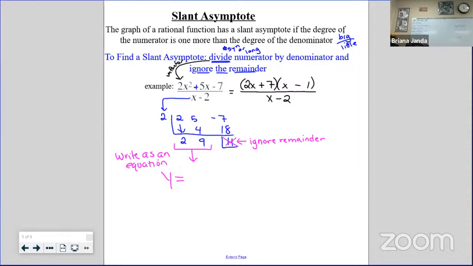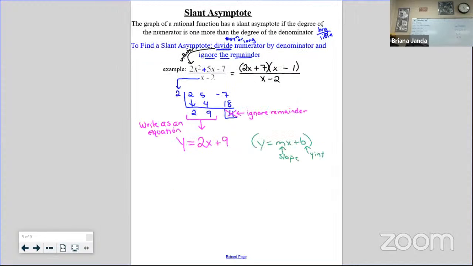Y equals 2x plus 9. Okay, so remember what we're looking at? We're looking at y equals mx plus b, where that's your y-intercept and that's your slope, and how we graph that, right? So if I were to graph this line, which we're going to on the next page, but we'll talk through it right here.